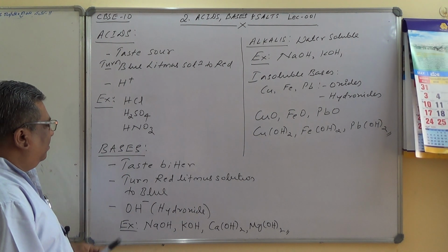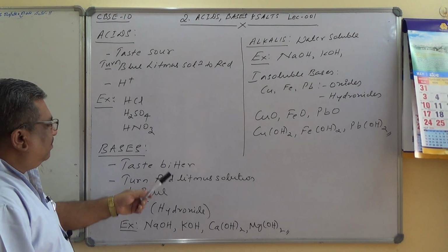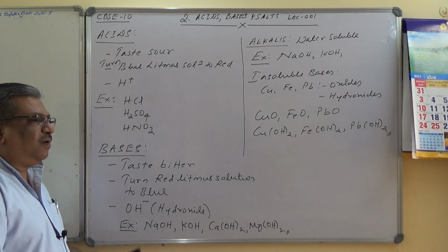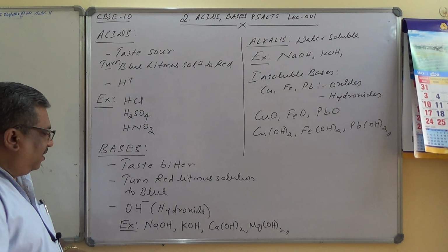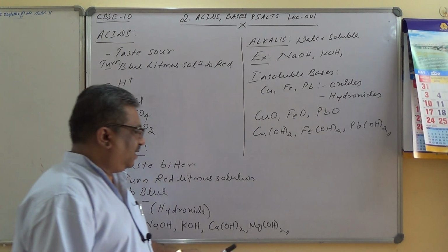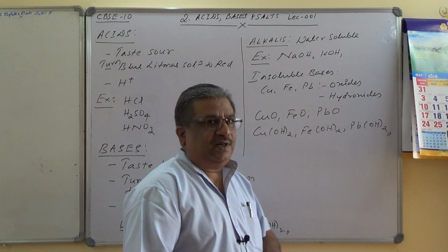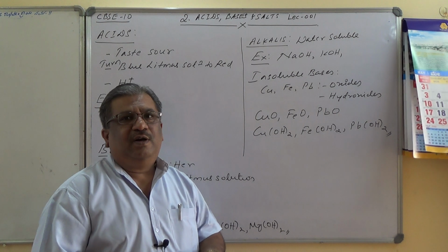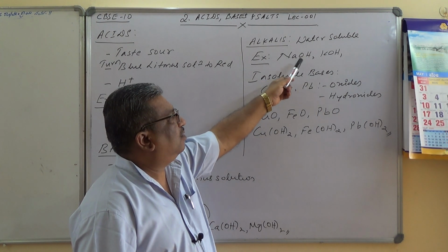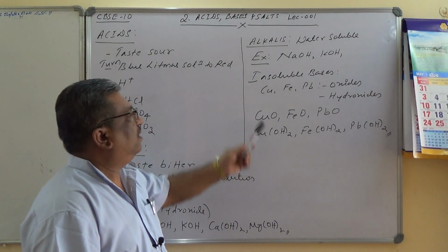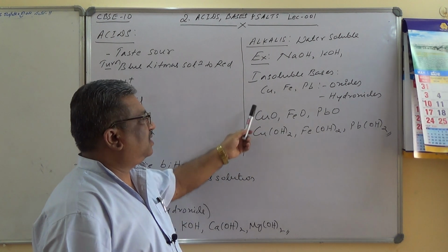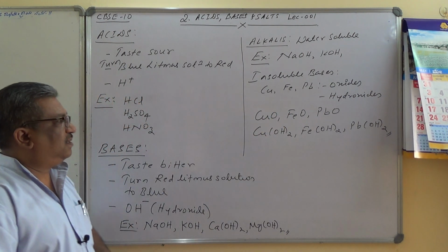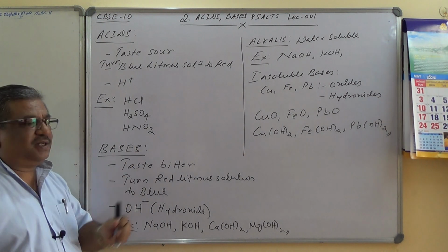How do you define similarly bases? They taste bitter, they turn red litmus solution to blue, and in aqueous solutions bases are the substances which release hydroxide ions as the only negatively charged ions. Example, sodium hydroxide, potassium hydroxide, all these. Similarly, alkalis, you must know the definition. These are water soluble bases and examples are given. Sodium hydroxide is also called caustic soda, and this is called caustic potash. And water insoluble bases are also there. You must remember, copper, iron, lead oxides and hydroxides are water insoluble bases.